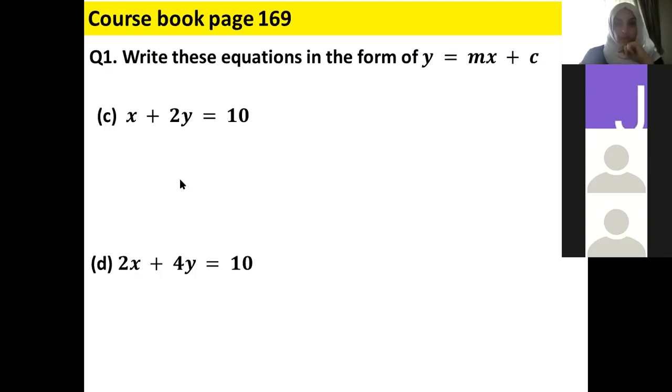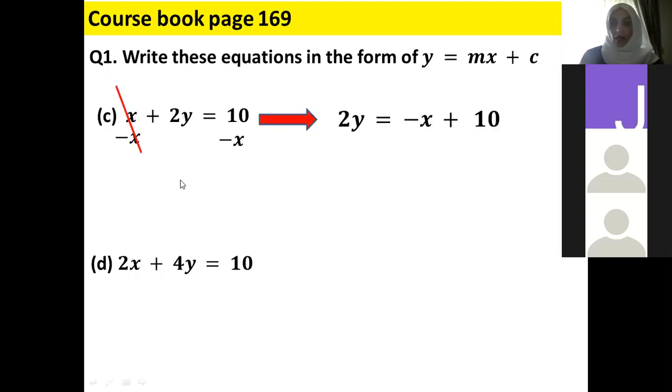So we get rid of the x first. Negative x plus 10. Okay, so it's negative x plus 10 and that equals 2y. Can I leave it as 2y? No. What do I do?